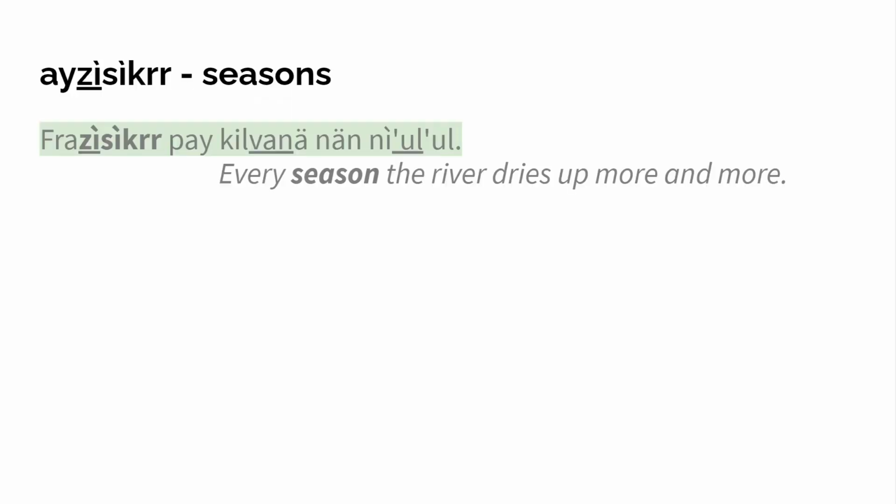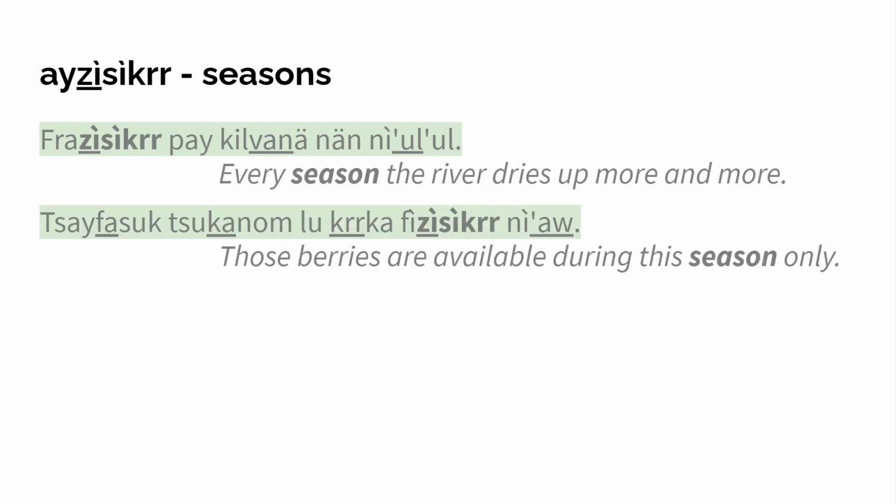Let's look at some example sentences again. Fra zisikr by gilvane nan ne ul. Every season, the river dries up more and more. So the water of the river goes down more and more, decreases more and more. Zaifasuk tsukanom lu grka fizisikr ne au. Those berries are available during this season only.